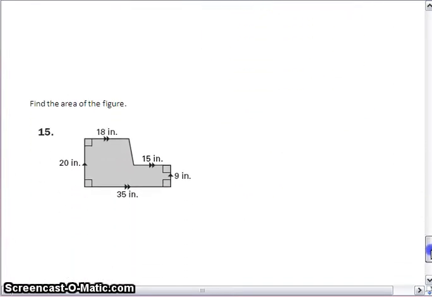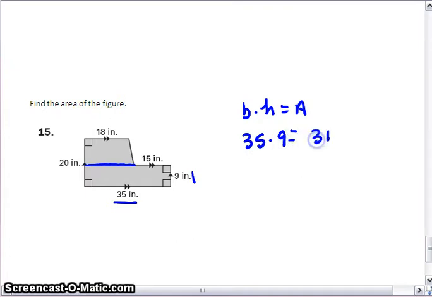Alright, let's do one more problem. Now this shape's unusual. It's not a trapezoid or a parallelogram. So we need to divide it up. Let's cross it here. Right? Now what dimensions do we need to know? Well, this one's easy. Our base is 35 and our height is 9. And because it's a rectangle or a parallelogram, we're going to use base times height equals area, or 35 times 9 equals 315 inches squared. So this is 315 inches squared, the area of that shape.